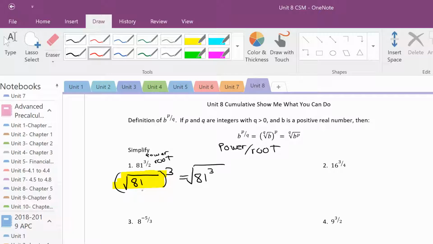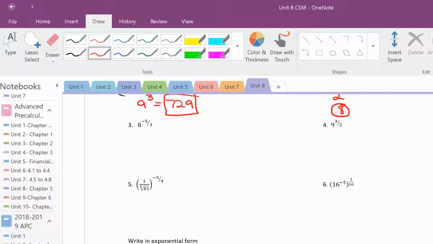So for example, the square root of 81 is 9, and 9 to the third is then 729, as opposed to raising 81 to the third and then trying to take the square root of that number. But either way will work. So for example, here it's 16 to the 3/4. So you have the fourth root of 16 cubed. Well, the fourth root of 16 is 2. 2 to the third is 8.